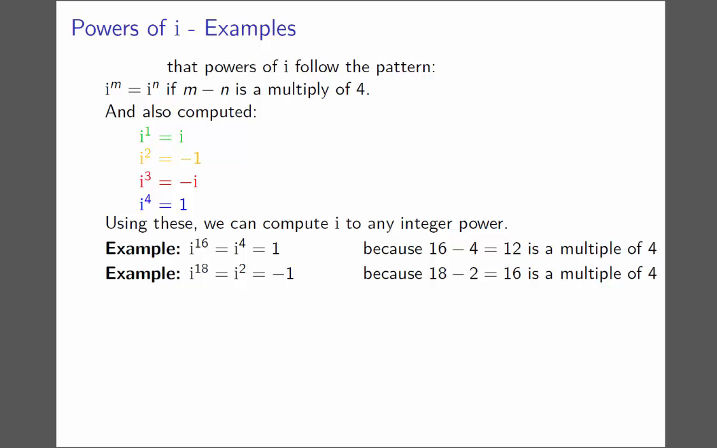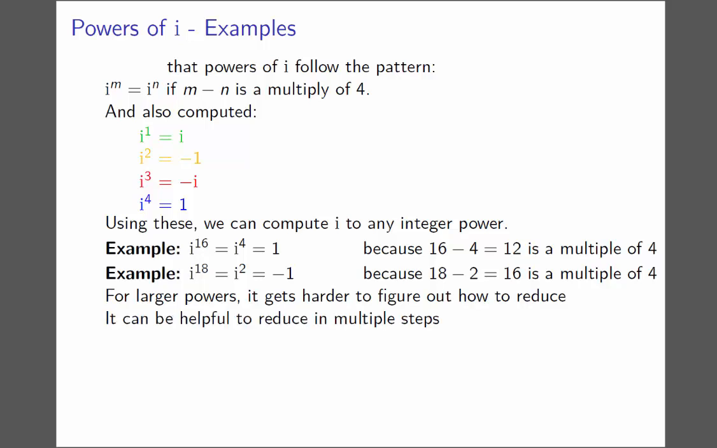But for larger powers, it gets harder to figure out how to reduce. But it can be helpful to reduce in multiple steps. For example, i to the 47th is i to the 7th, because 47 minus 7 is 40, a multiple of 4. And i to the 7th is i to the 3rd, because 7 minus 3 is 4, also a multiple of 4. And we know that i to the 3rd is negative i, so we can conclude that i to the 47th equals negative i.